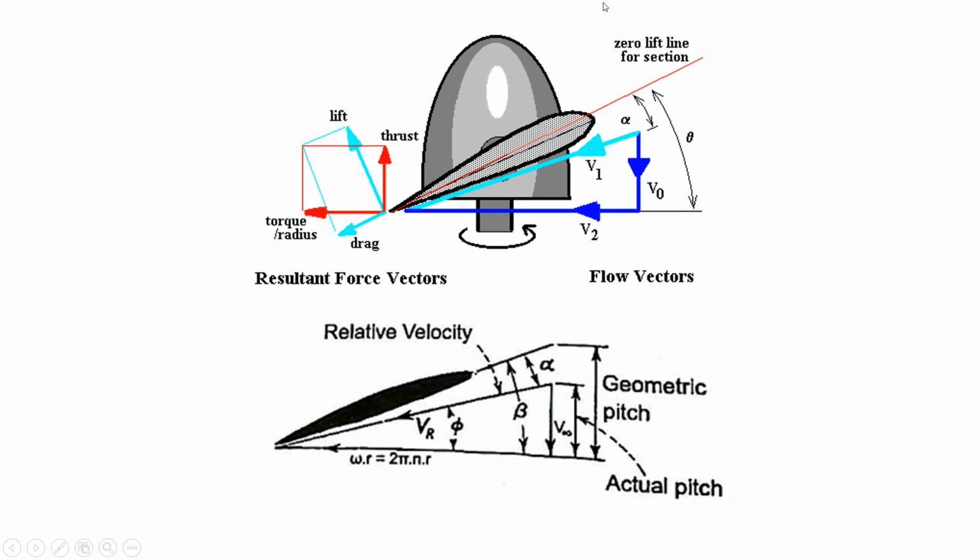So the incoming air will be normal to the blade. So this is your V infinity or your incoming air V naught. And also the propeller is rotating at a certain speed omega, so that is your V2. The resultant velocity of these two is your V1.